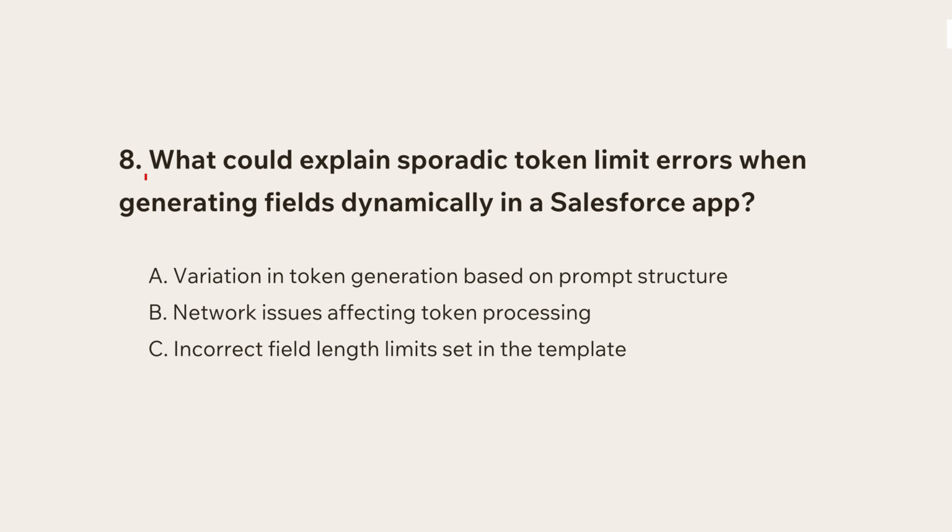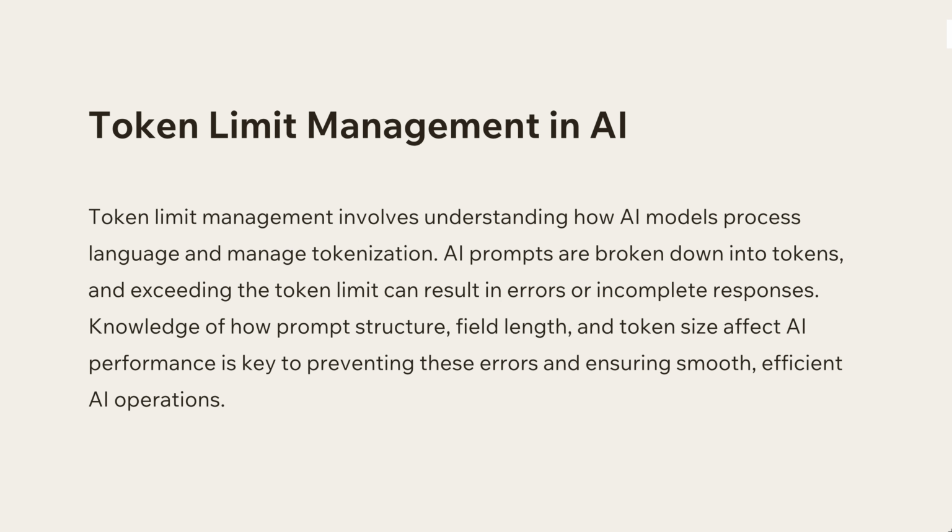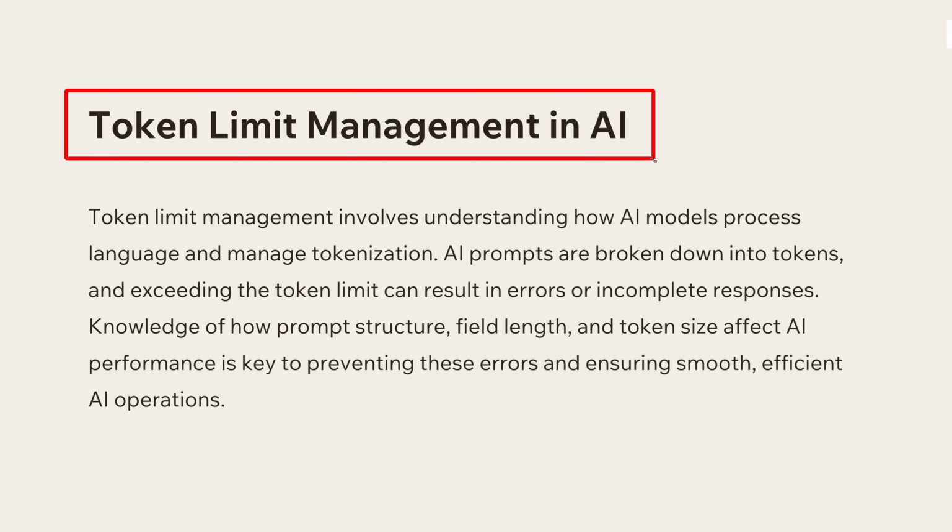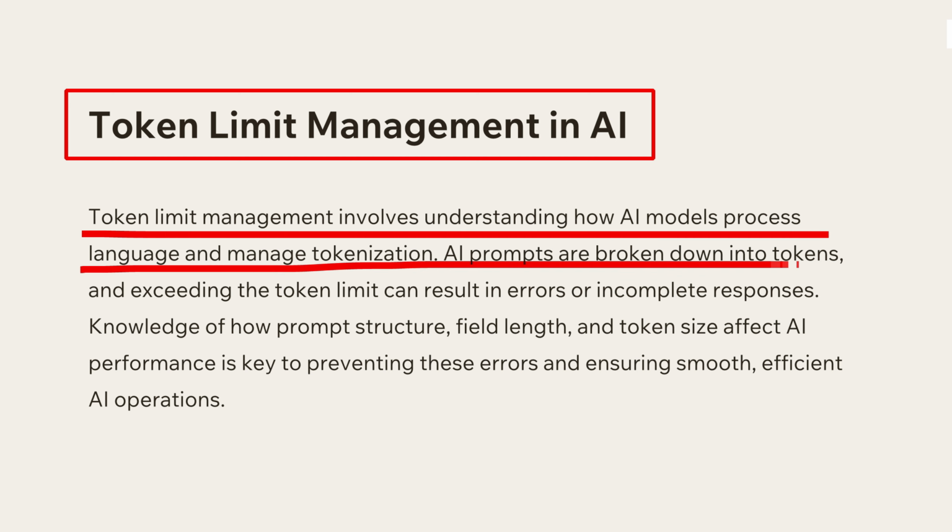Question 8. What could explain sporadic token limit errors when generating fields dynamically in a Salesforce app? The knowledge points of this question are: token limit management in AI. AI models break down what you type into smaller pieces called tokens. If you go over the limit, the AI can give errors. Knowing how to manage this ensures that prompts don't get cut off or cause issues.